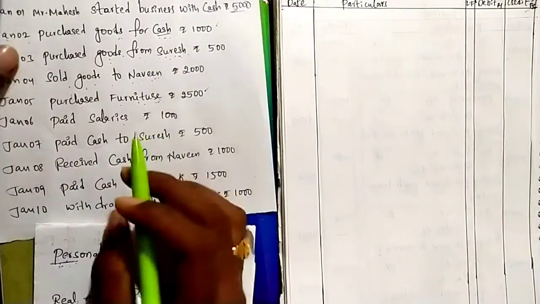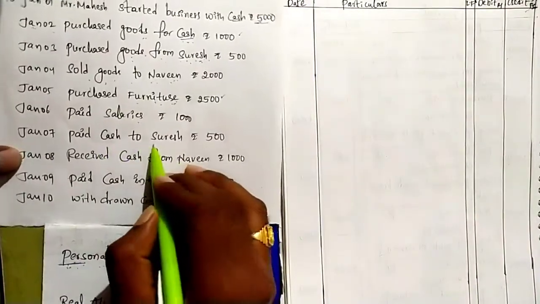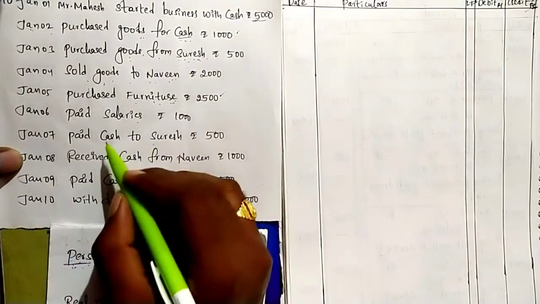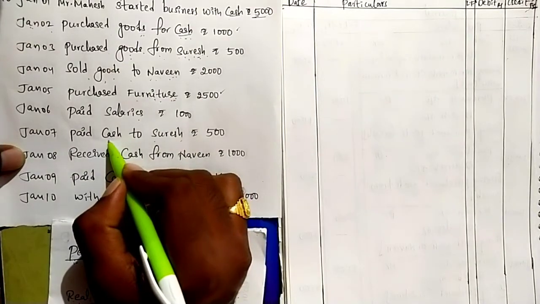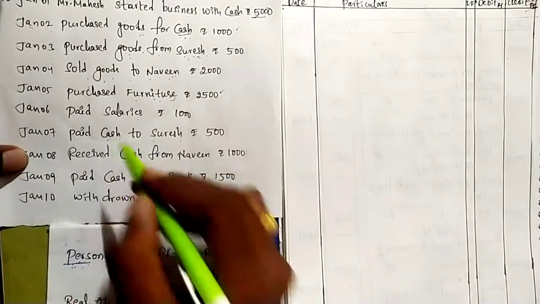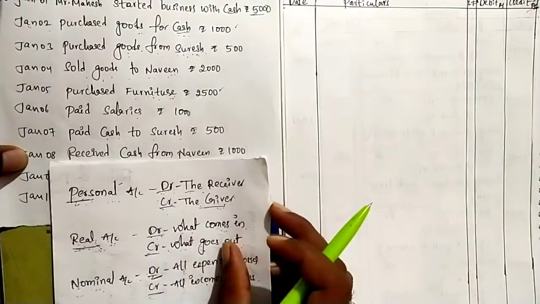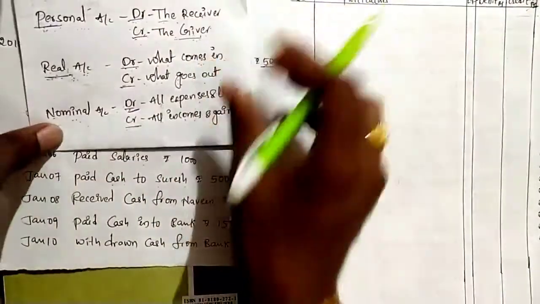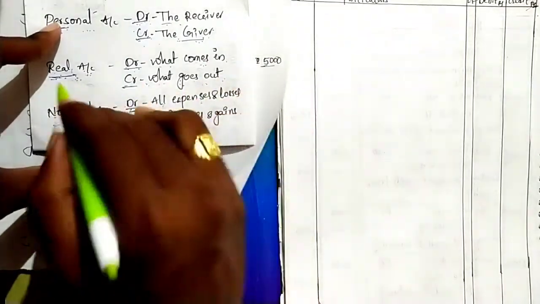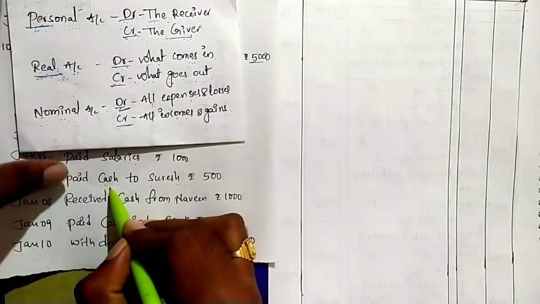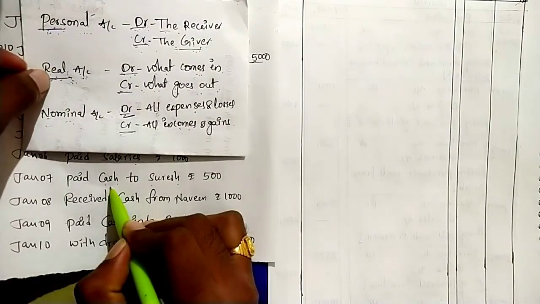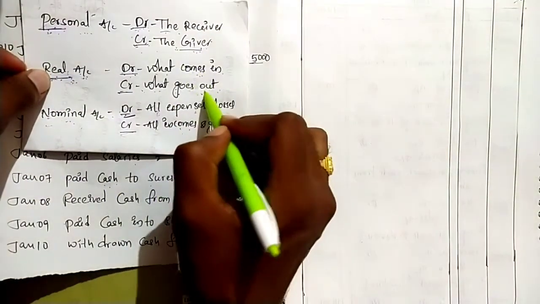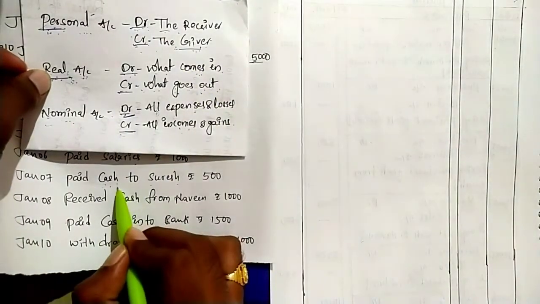Coming to 7th, paid cash to Suresh. So in this, one person involved, one cash involved, means cash is an asset. So we have to follow the rule of personal account, at the same time real account. See this, first cash, we paid cash to Suresh. So as per the real account rule, what comes in debit, what goes out credit. Here what goes out? Cash. So cash account is to be credited.